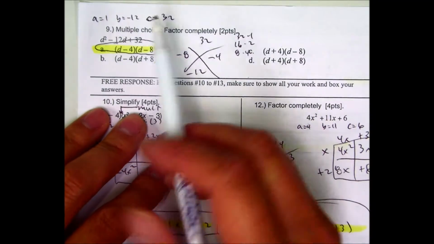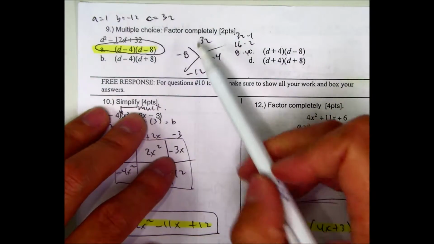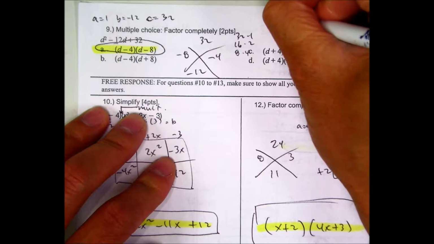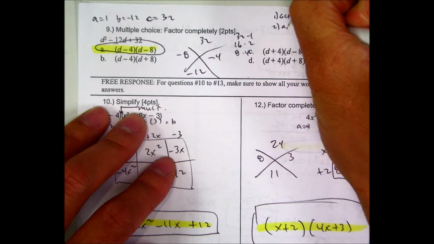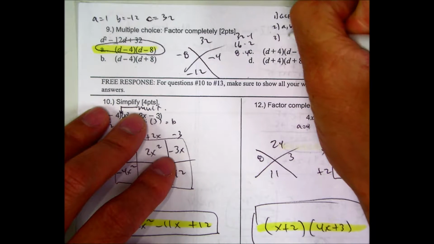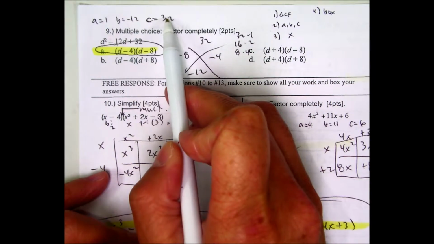Backside, multiple choice, factor completely. So anytime you're factoring, you should be thinking, 1, is there a greatest common factor? The next thing is, can I identify my A, B, and C? And kind of put that into my X and then my box. Okay? So here there is no greatest common factor because A is 1, B is negative 12, C is 12. They have nothing in common.